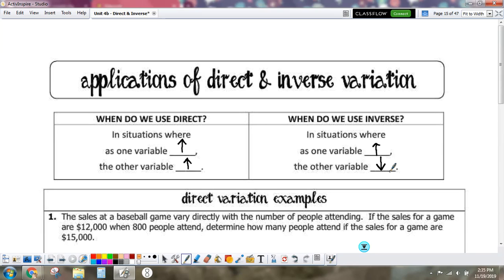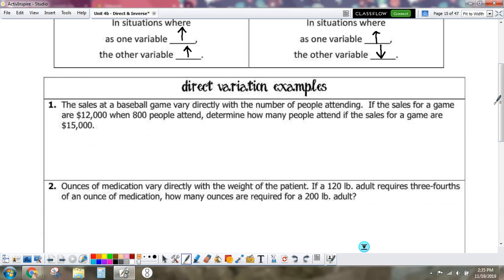Okay, so let's start with some direct variation examples. The very first one that we have here says the sales at a baseball game vary directly with the number of people attending. If the sales for the game are $12,000 when 800 people attend, determine how many people attend the game if the sales for a game are $15,000. Remember, when we're looking for the missing value, this is like the last part of the notes from direct variation, where you need to find that missing value, so you're setting up a proportion.